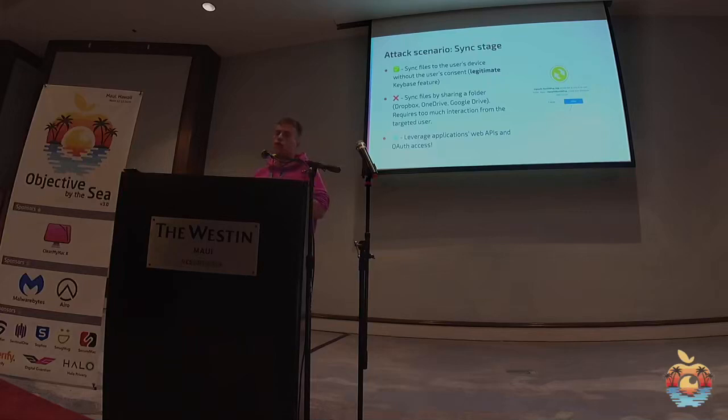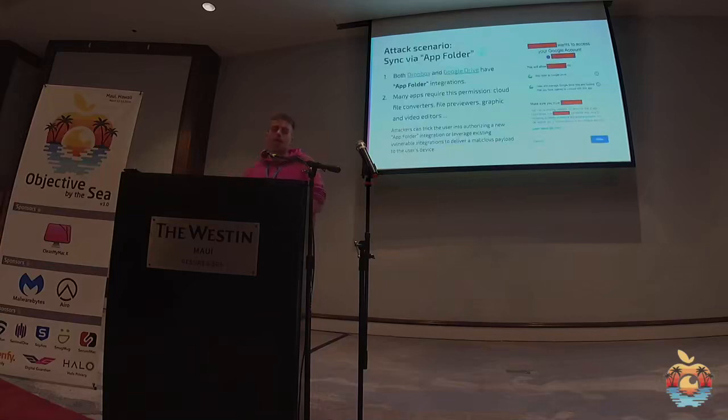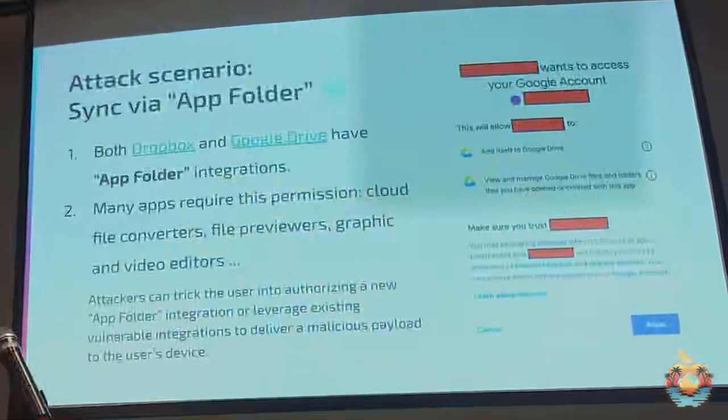And so I decided to come up with the idea of abusing web APIs and folder access permissions of most cloud file storage apps. The idea is that both Dropbox and Google Drive have a folder integration. OneDrive also has a folder integration, and many third-party apps require this permission: cloud file converters, file previewers, graphic and video editors, and so on. Actually, attackers can trick the victim into authorizing a new folder integration or leverage an existing vulnerable integration to deliver a malicious payload to the user's device.